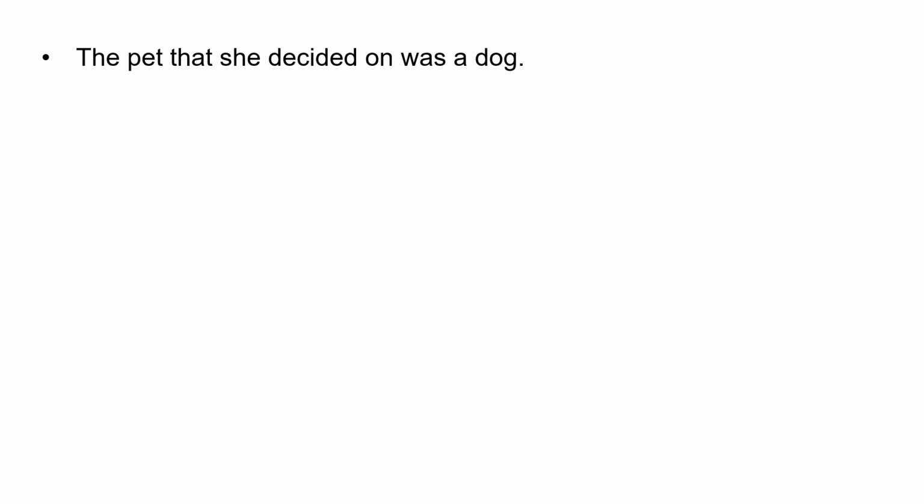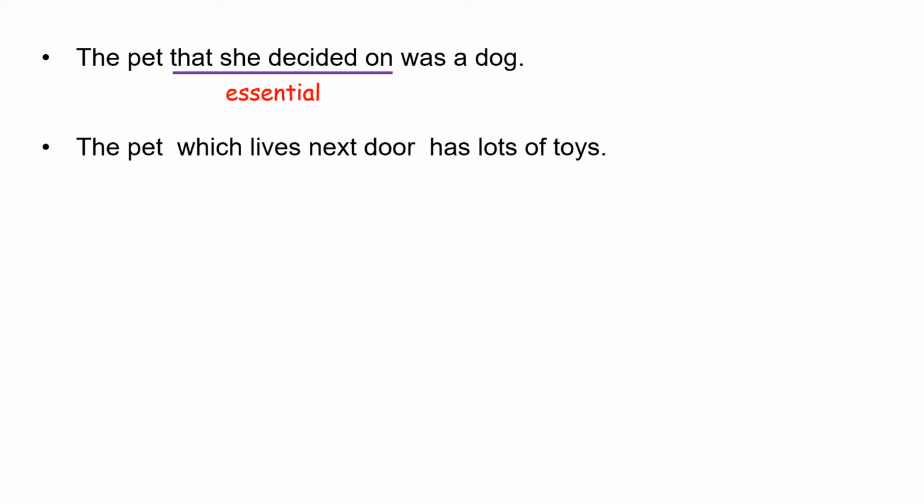The pet that she decided on was a dog. That she decided on is an adjective clause describing pet. It's necessary for the sentence, otherwise we don't know which pet she's talking about. So it's essential. The pet, which lives next door, has lots of toys. Which lives next door is also describing pet, but we don't need to have it in the sentence. The sentence would still make sense. The pet has lots of toys. So it's non-essential. So we use commas.